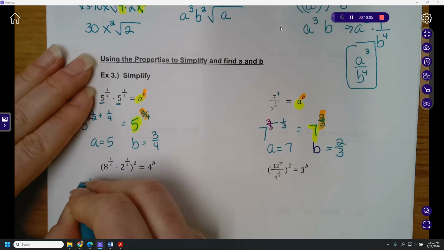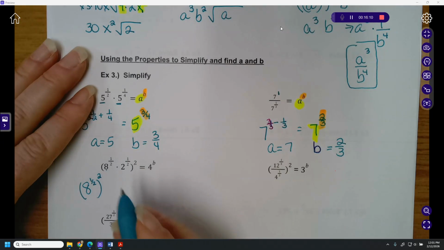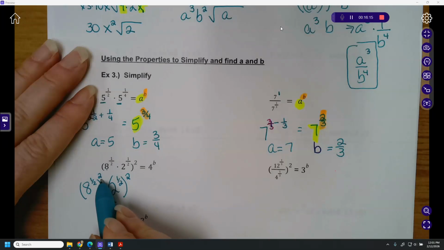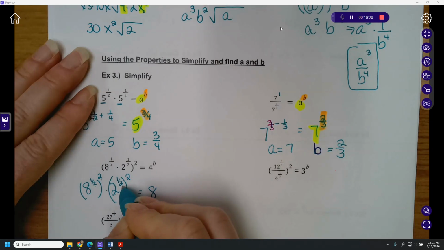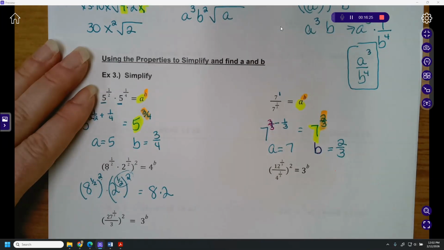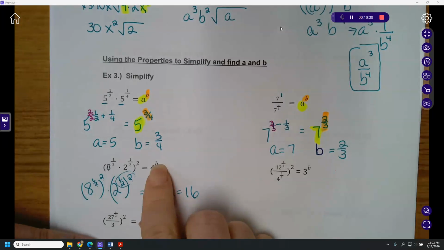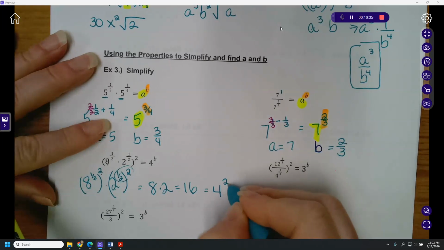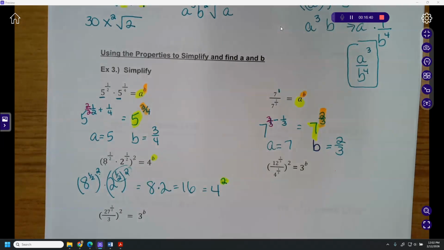I'm going to raise each individual multiplier to the second power and use the power rule. So 8 to the 1/2, the 1/2 times 2 cancels, and that just gives me 8. 2 to the 1/2, those exponents multiplied cancel. That gives me 2, and 8 times 2 equals 16. But I want you to write it as 4 to some power. So hopefully you know that 4 to the second power is 16, and I ask you to find B, so B equals 2.